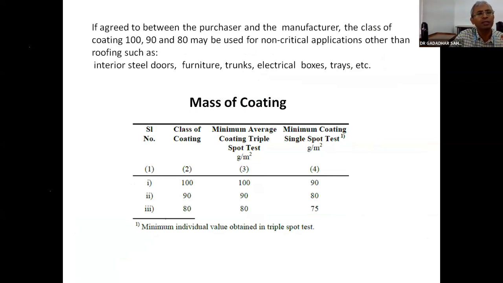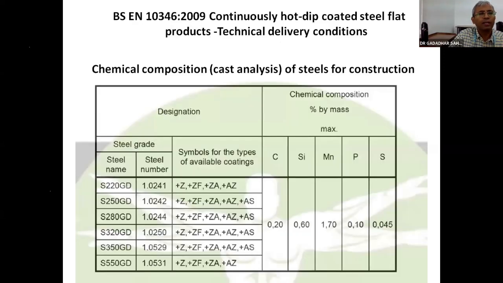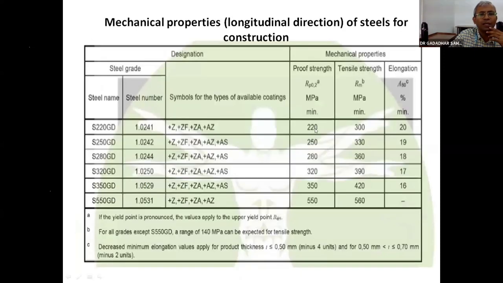That also we can provide, no issue. Then, if other standard, if you see, they are providing like this S220. S220 means you have YS220. S250 GT means YS250.